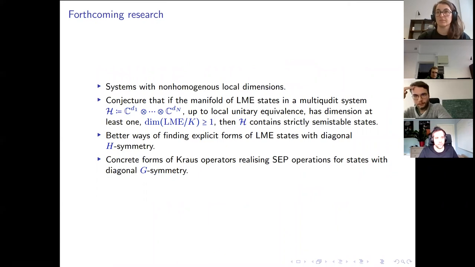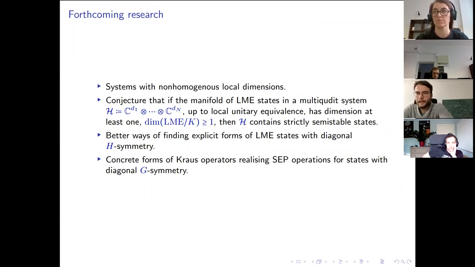a way to deal with systems with non-homogeneous local dimensions. Also, we have a conjecture that appeared during our work on the previous article: if the manifold of LME states in a multi-qubit system, up to local unitary equivalence, has dimension at least one, then this system contains strictly semi-stable states. Also, obviously, better ways of finding explicit forms of LME states with diagonal symmetry, because I already said that this algorithm is exponential and has bad scaling. And perhaps concrete forms of Kraus operators realizing SLOCC for states with diagonal symmetry.